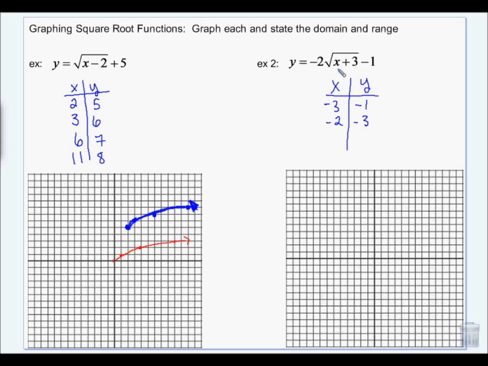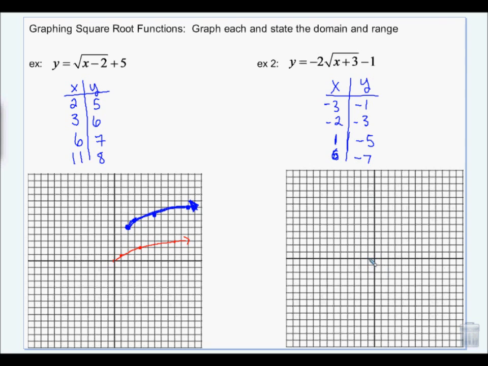My next perfect square, 4. So I plug in a 1. Square root of 4 is 2, times negative 2 is negative 4, minus 1 is negative 5. My next perfect square is 9. So if I plug in a 6 rather, I get 9. Square root of 9 is 3. 3 times negative 2 is negative 6. Minus 1 is negative 7.